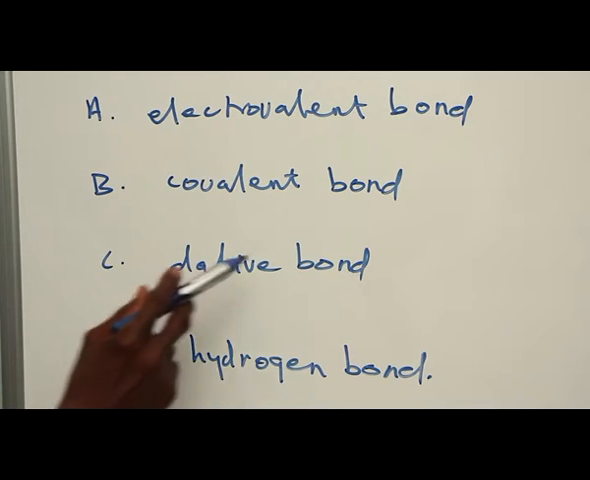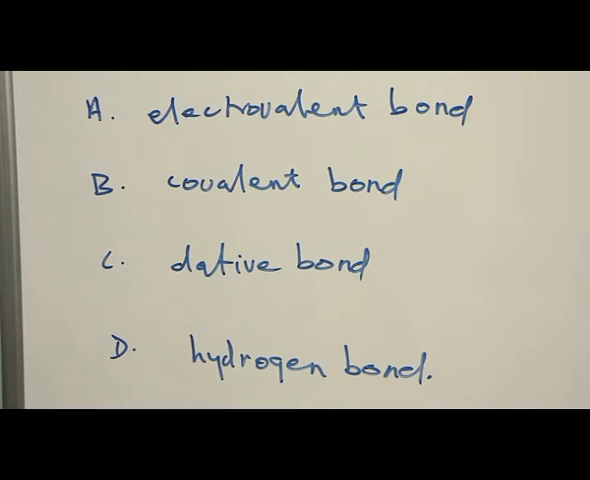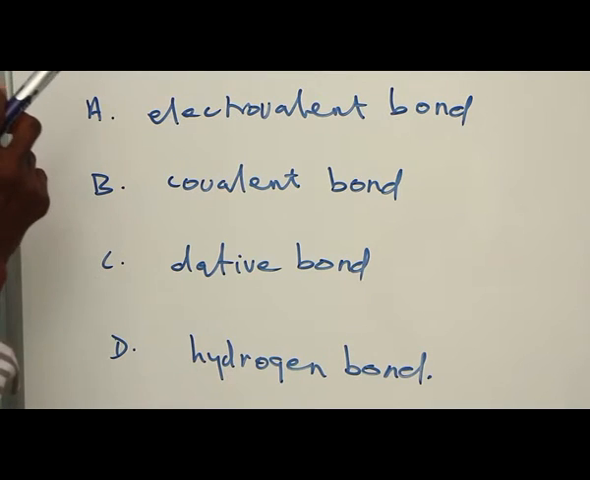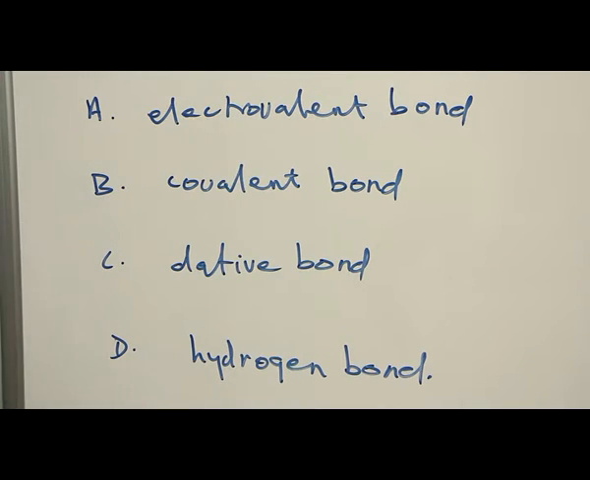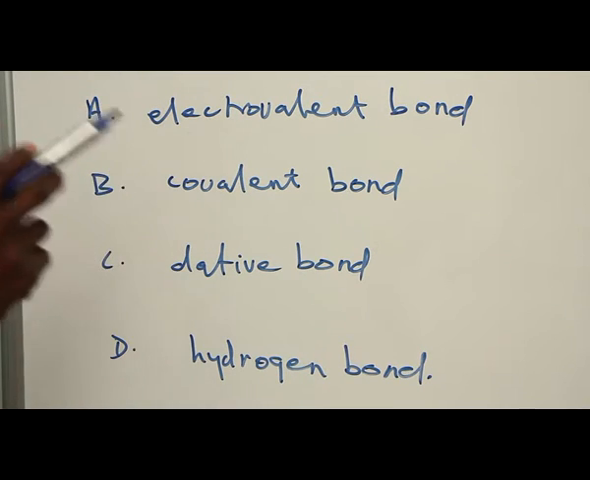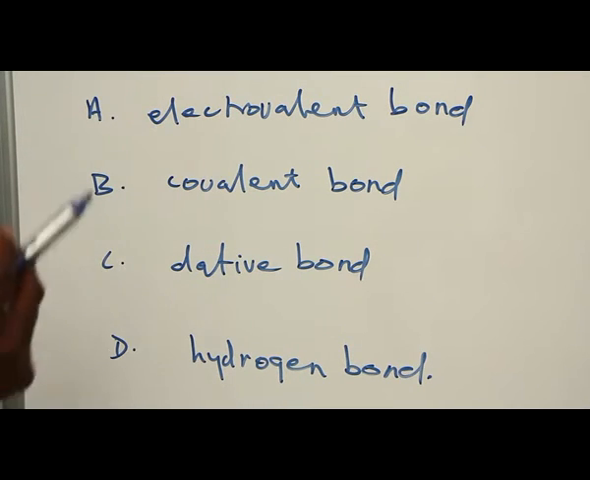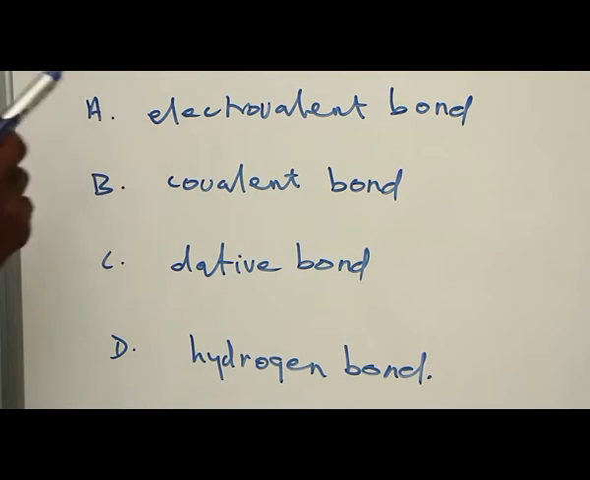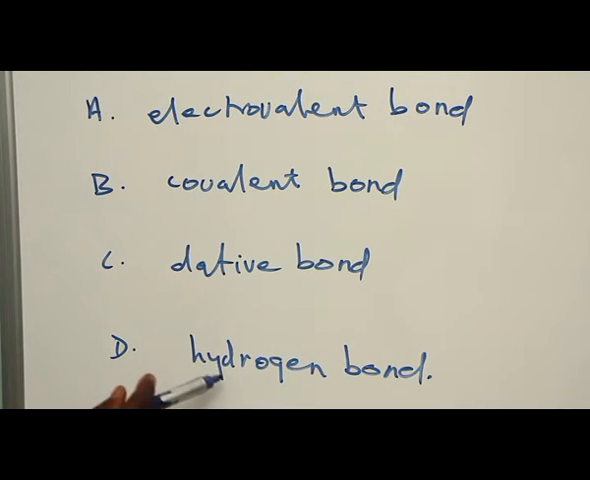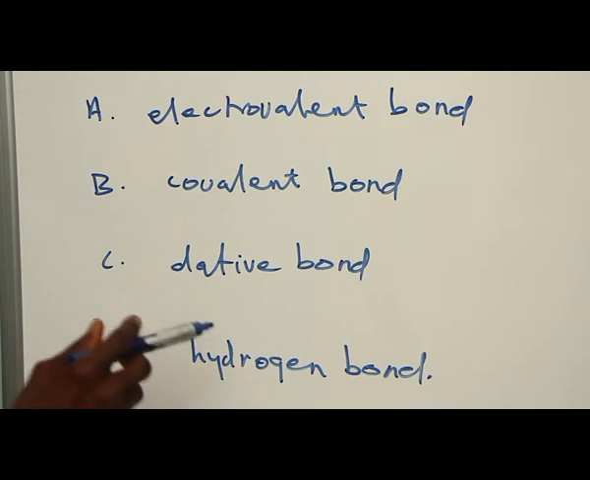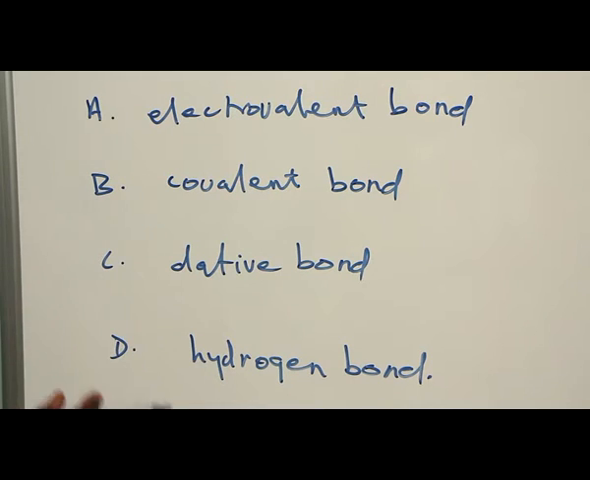C, dative bond. Yes, it is dative bond because the copper 2 ion has space but no electron, while water molecule has 2 lone pairs of electrons, which it will make available for the copper ion to combine with it. That is why C is a correct option. D, hydrogen bond. No, hydrogen bond only occurs when there is a linkage between hydrogen and a highly electronegative element, which is not so in this case. And so the only correct option is C.